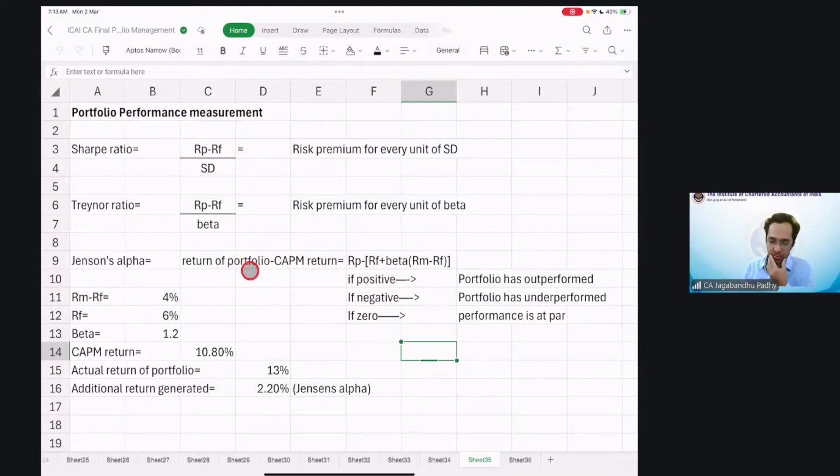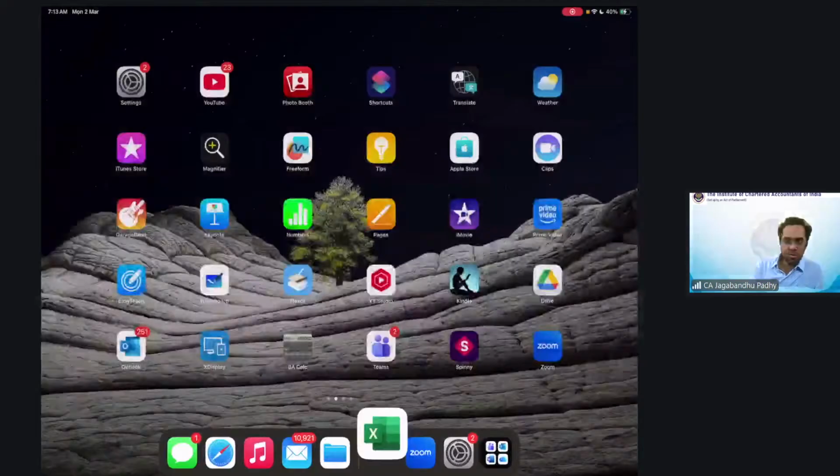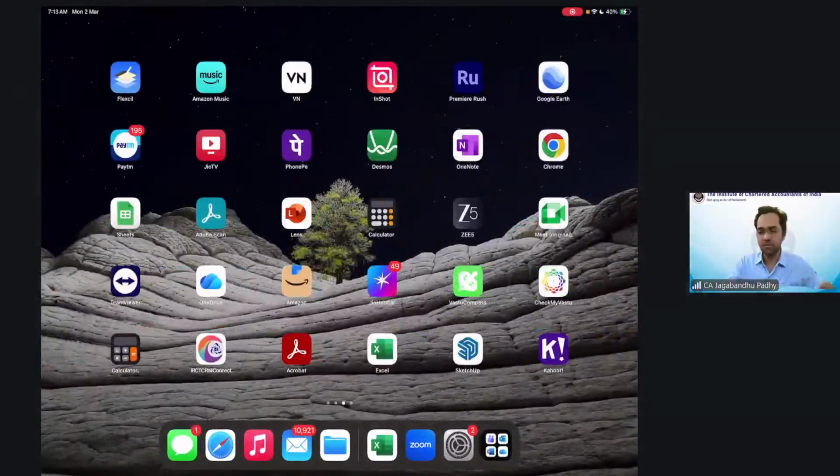If this Jensen's alpha is positive, this simply means that return of portfolio minus CAPM return is positive, and it means the portfolio has outperformed. It means that you're getting a return which is more than your required rate of return based on risk. Whereas if it is negative, the portfolio has underperformed, which means it has provided you with a return lower than what you're expected to get. Okay, and if it is zero, then performance is going to be at par. So these were the concepts that we were looking into in portfolio. Now let us do certain case studies on them.